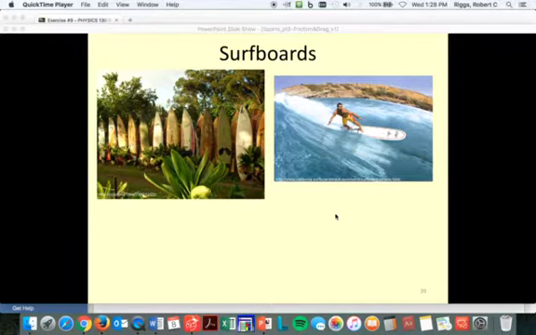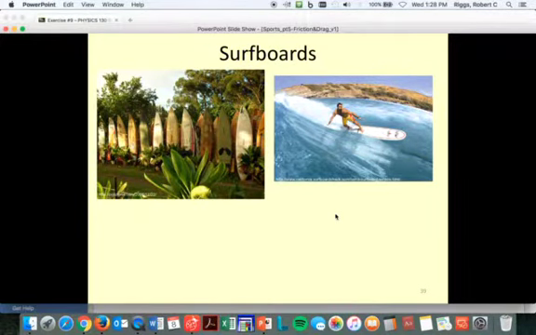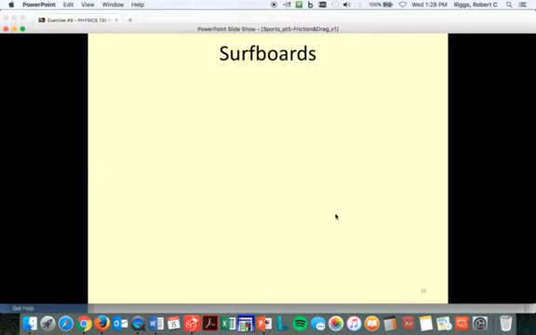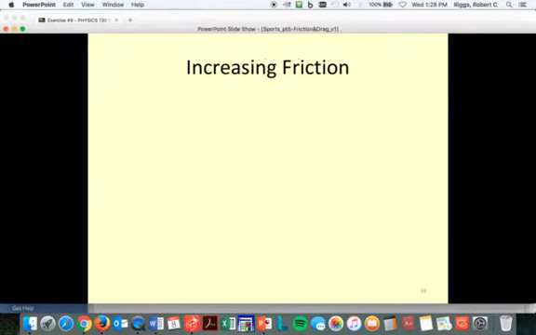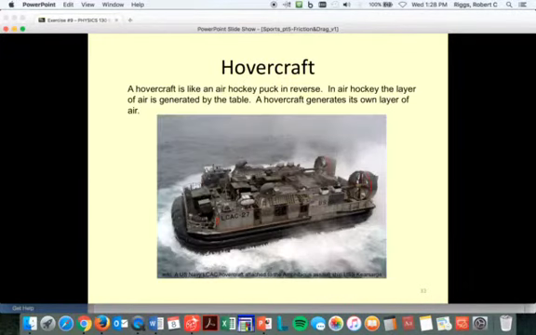All right, so surfboards. Why do we wax a surfboard? Okay, so this whole thing has been about increasing or decreasing friction. You can read through these slides if you want. And we talked a little bit about the drag, hovercraft.